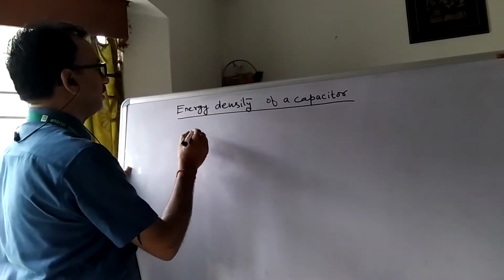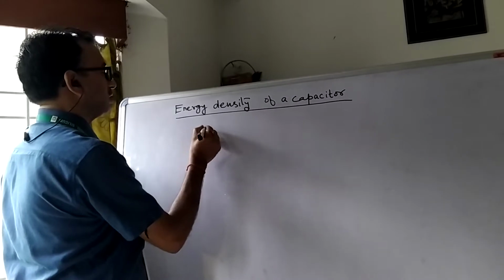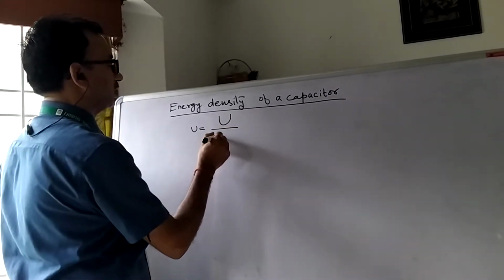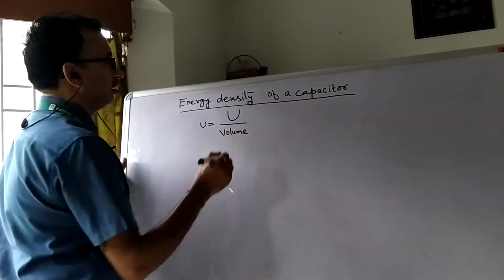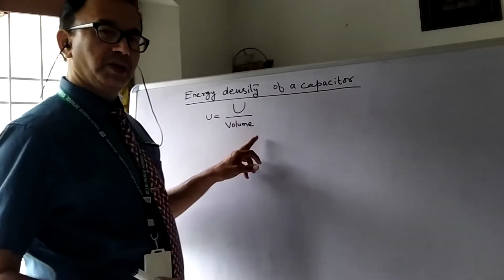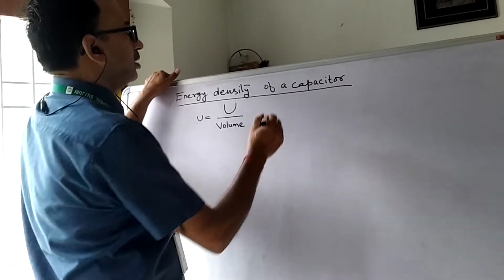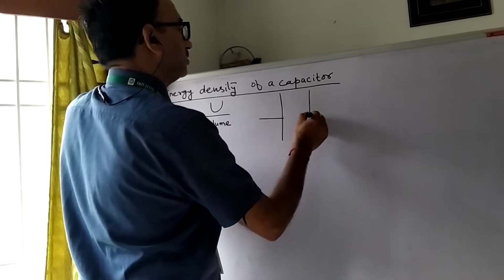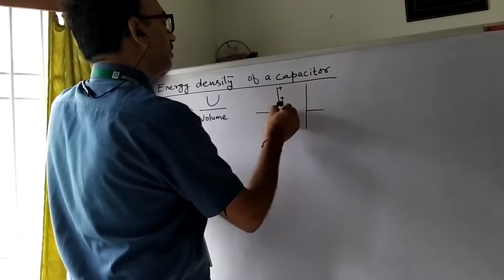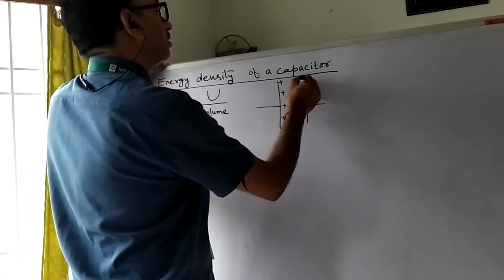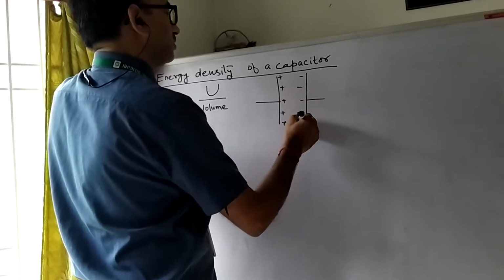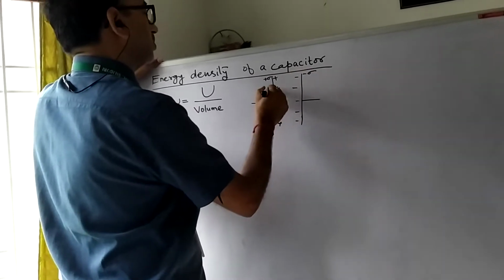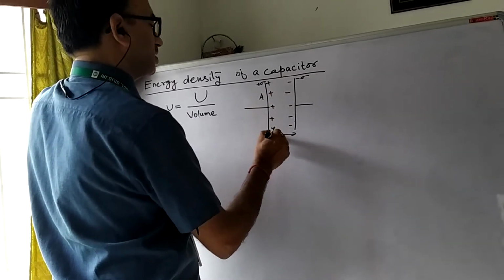What is energy density? The energy density is this small u, that is equal to capital U divided by the volume of the capacitor. So the total energy stored divided by the volume of the capacitor. Now, for example, we are talking about a parallel plate capacitor. This is your plus sigma, this is your minus sigma. The area of the plate is A, the separation between them is D.